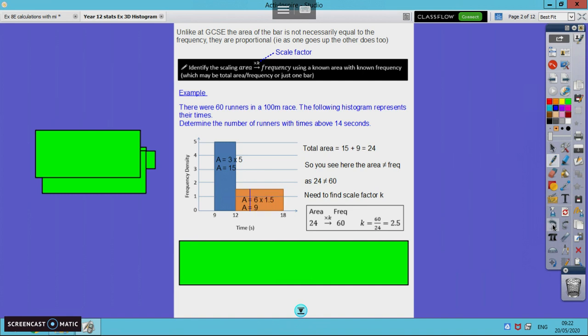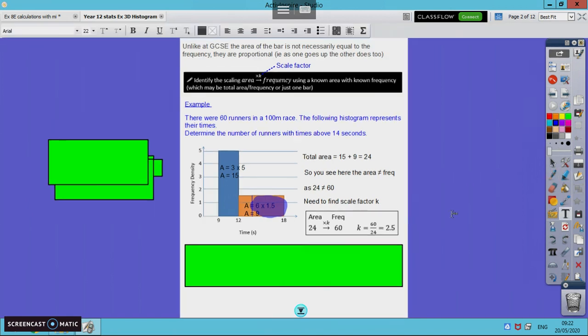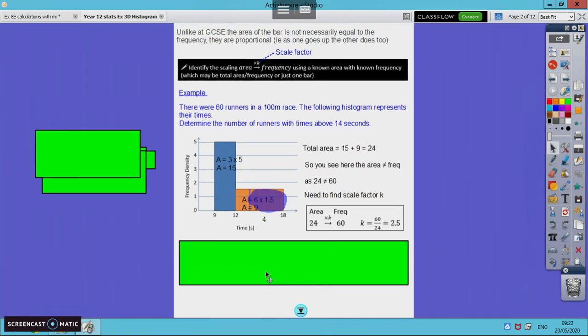That doesn't look very good. I'm going to have another go at that. I'm going to use something else. So what we're thinking about is this whole area here. How can we find out what that area is? Well, we know the width is from 14 up to 18, so the width there is 4. The height is 1.5.